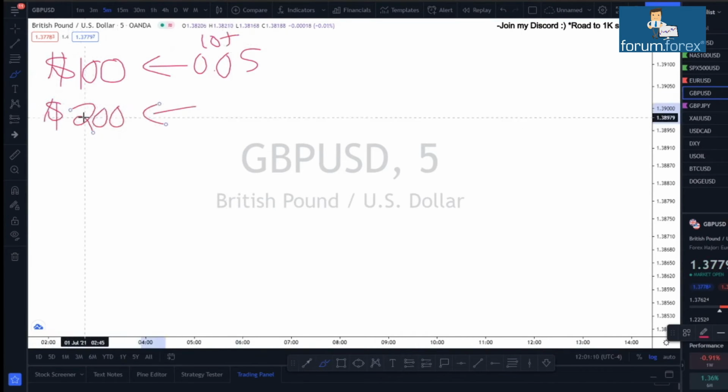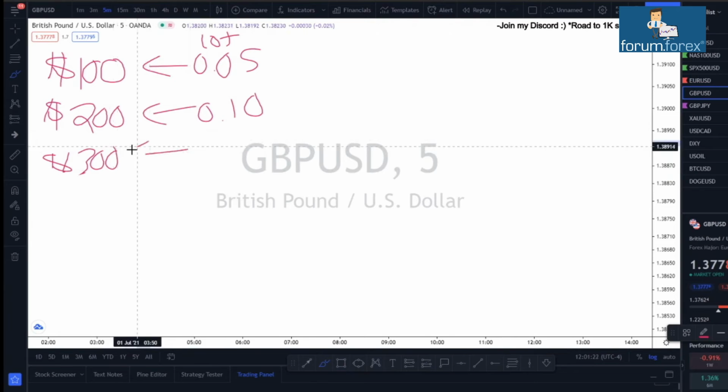I ignore the first 0, 20. What's half of 20? 10. So now I'm using a 10 lot size, right? Let's say we get up to $300 in our account. What's half of 30? Well, 15. You see where I'm going with this? And so forth. And we can keep going.